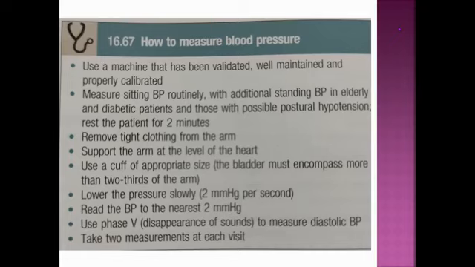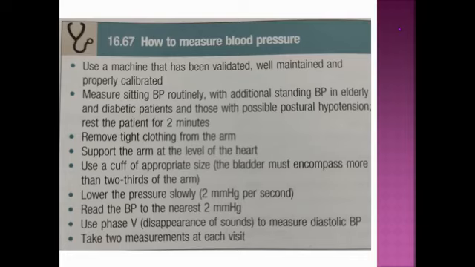Remove tight clothing from the arm, and support the arm at the level of the heart. It is very easy to sit the patient in a chair and keep his hand on the table. That is the same level as the heart. Use a cuff of appropriate size. The bladder must encompass more than two-thirds of the arm.